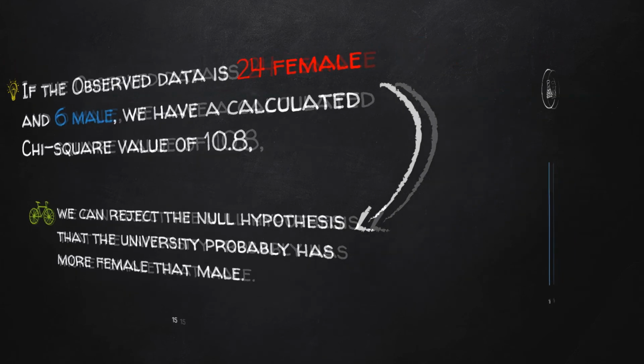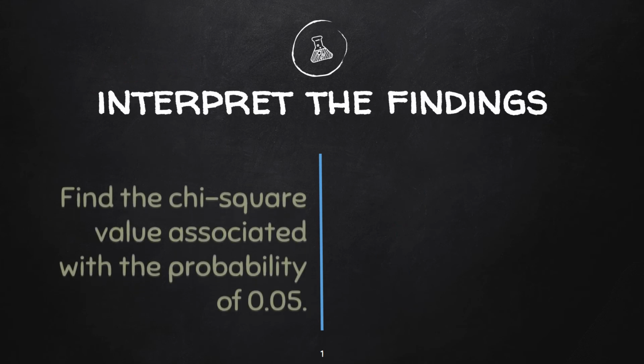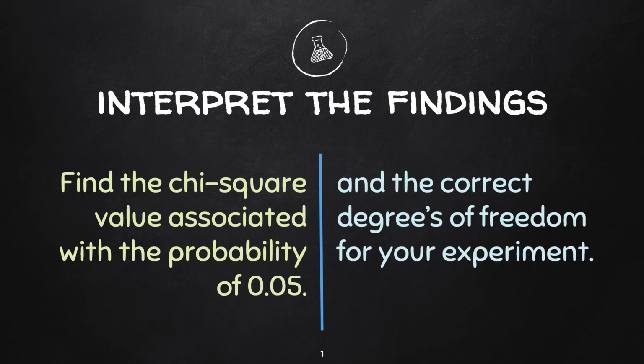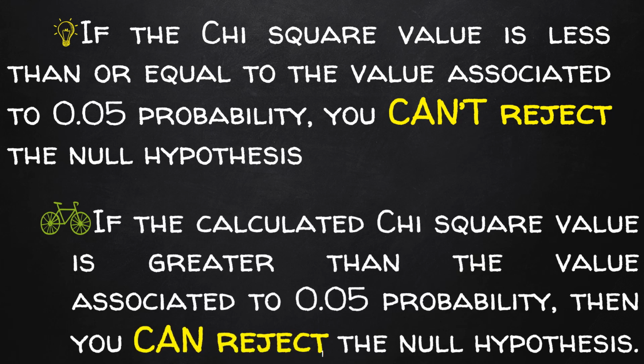In summary, to interpret the findings of your test, find the chi-squared value associated with a probability of 0.05 and the correct degrees of freedom for your experiment. If the calculated chi-square value is less than or equal to the value of 0.05 probability, you cannot reject the null hypothesis. But if the calculated chi-square value is greater than the 0.05 probability value, then you can reject the null hypothesis.